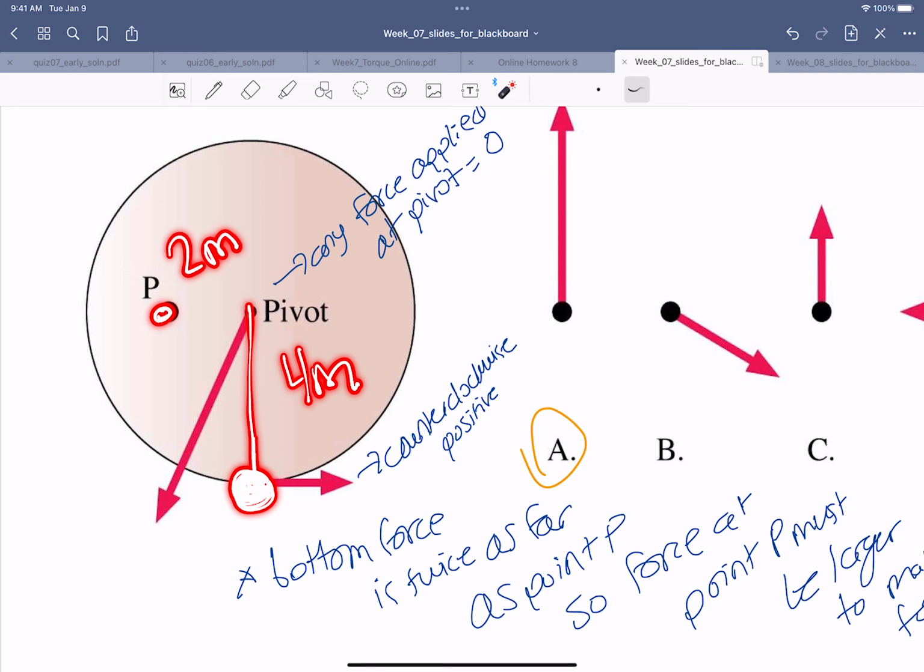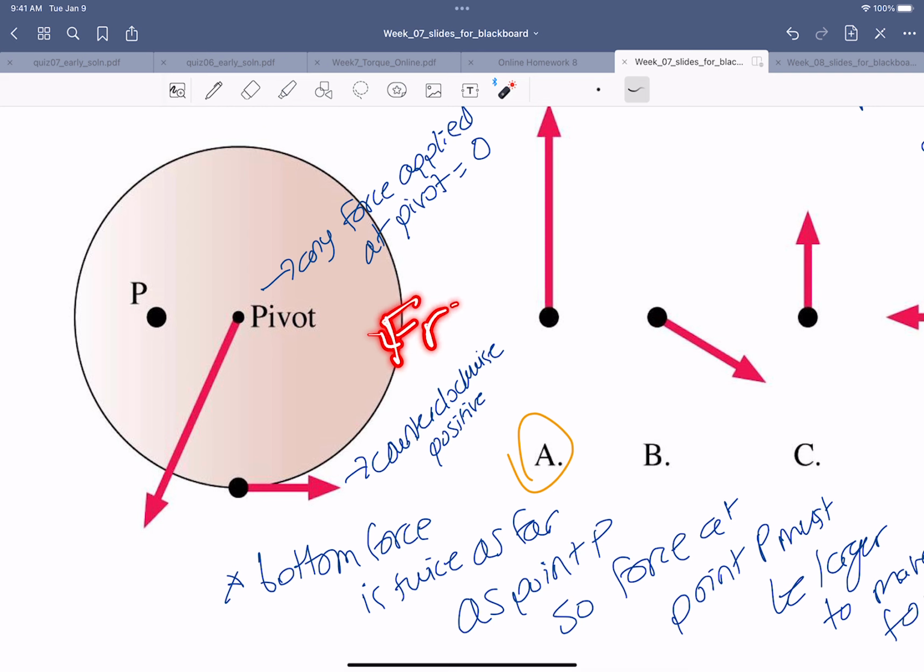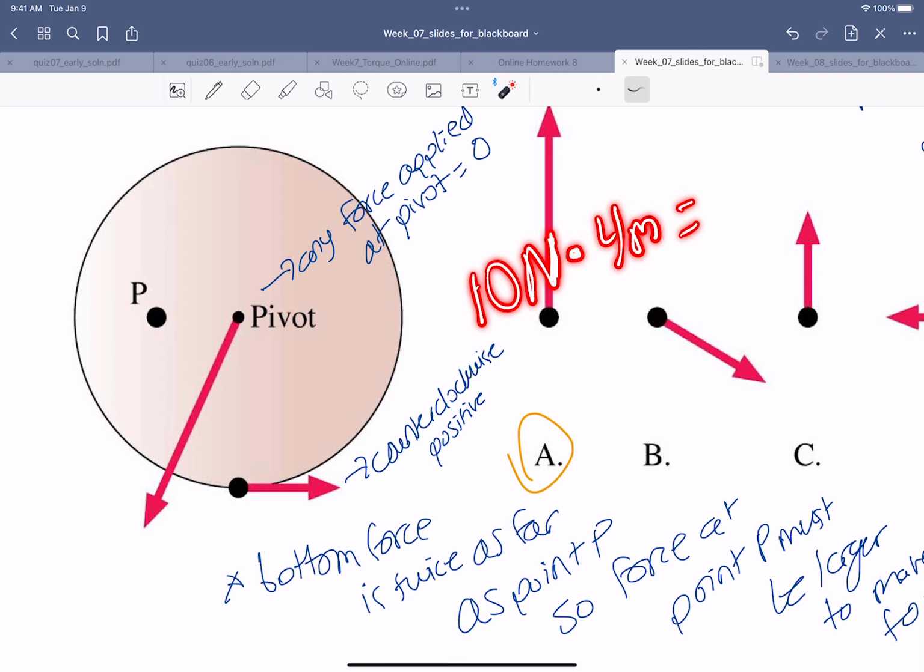So let's say this torque was a total of 20 Newton meters, and we know that the angle is 90 degrees. Well, if this is 4 meters away, it's F R sine phi, and sine 90 is 1. So if the force was, let's say, 10 newtons times 4 meters away, that's 40 Newton meters for the torque. And that's counterclockwise, so that's positive.